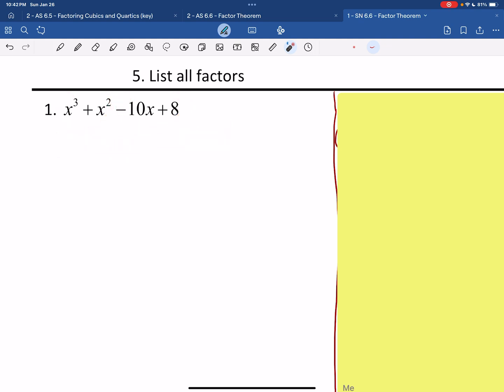But here I'm not telling you what binomial to divide by, so I've got to come up with some lists on my own. Right now, all I know how to do is just start plugging numbers in for x and hoping I get one right.